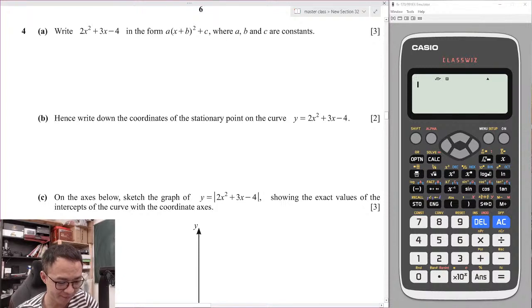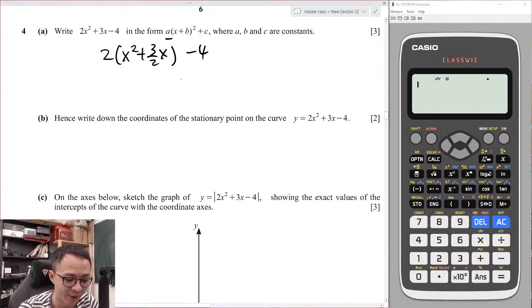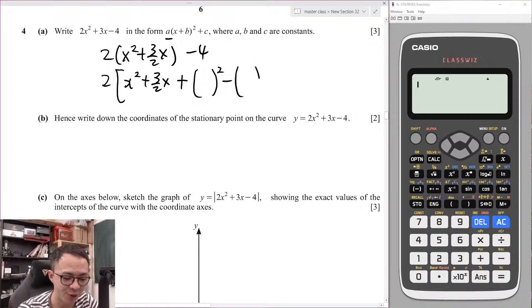Alright, number 4 here. Complete the square. Okay, so if you do a complete the square, you see A here, you kind of need to factorize out the 2 from here. So I have x squared plus 3 over 2x minus 4. Right, then I will copy the first term, copy the second term. I will plus something square minus something square. Close the bracket and then minus 4 is copied from the top.